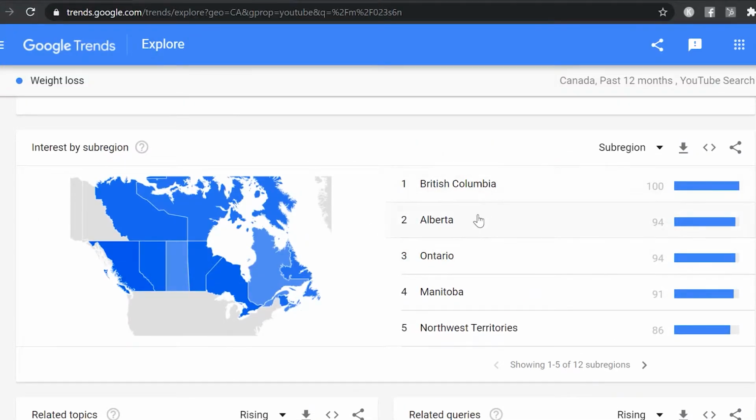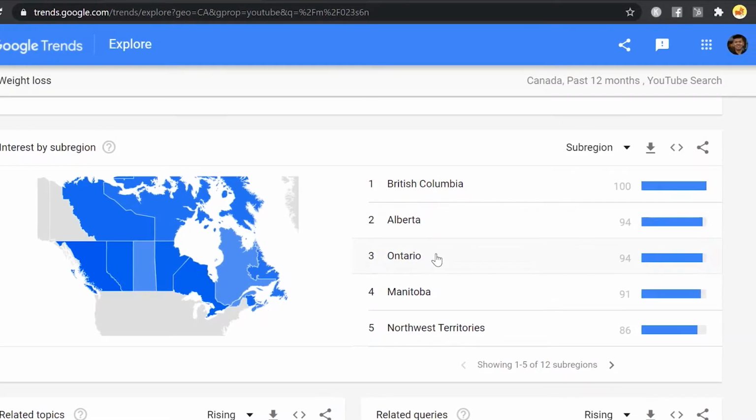Kind of interesting that British Columbia is first, followed by Ontario. These are the two sections that, when you do Google Trends, will give you the most amount of insight when it comes to content ideas, video ideas, titles, descriptions, keywords. Those are all big things.